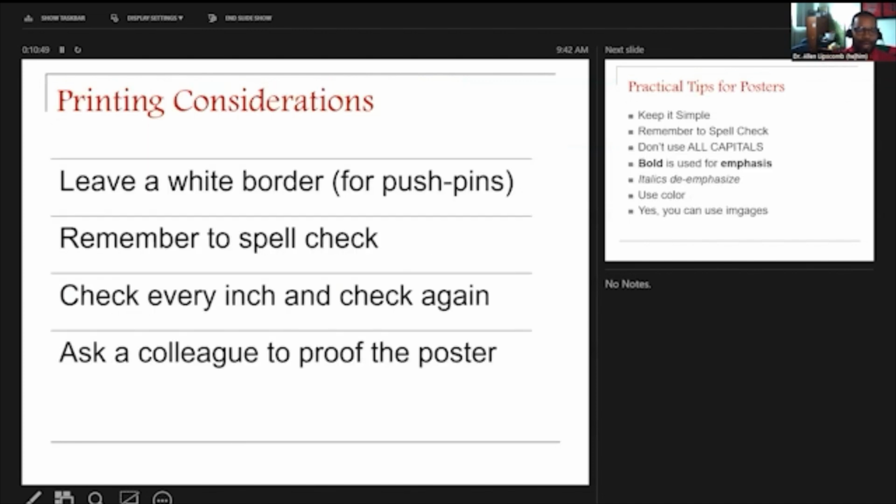So printing considerations. Sometimes it's helpful to leave a white border for push pins or thumbtacks that you may need to put your posters up on a board that's provided to you by the conference, right? Sometimes they'll ask that you bring your own easels. Sometimes they will provide you with an easel. Sometimes they don't even say print it out.